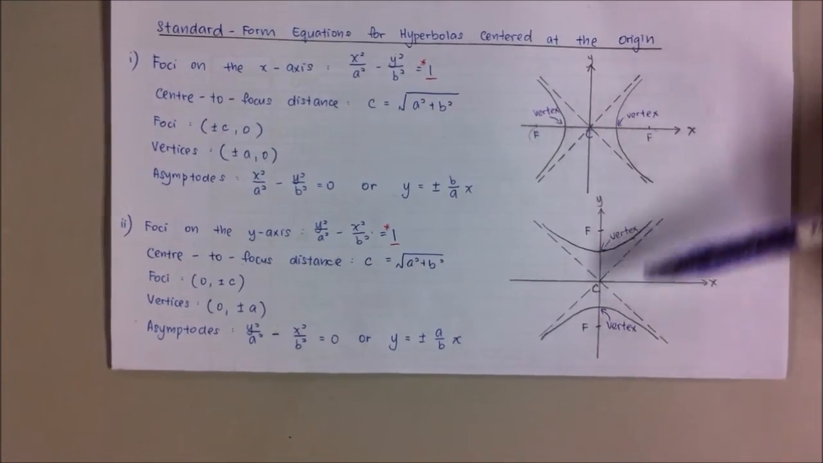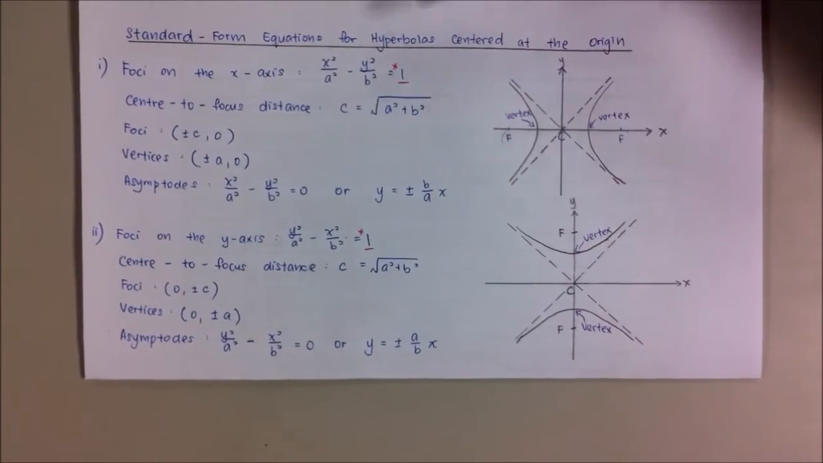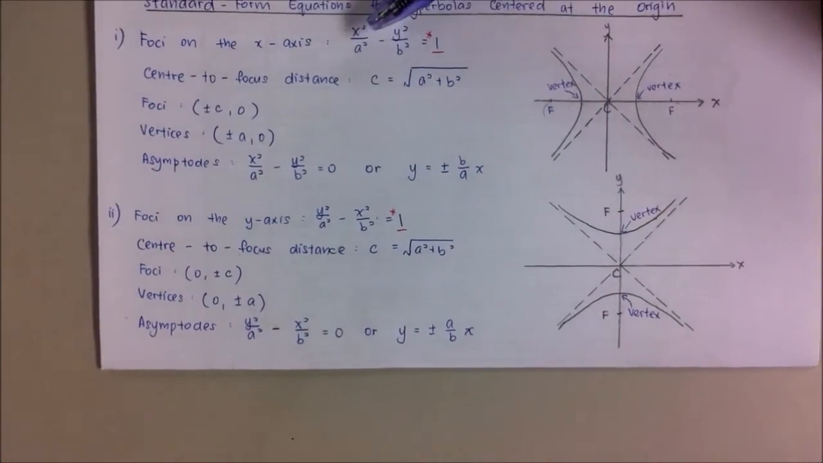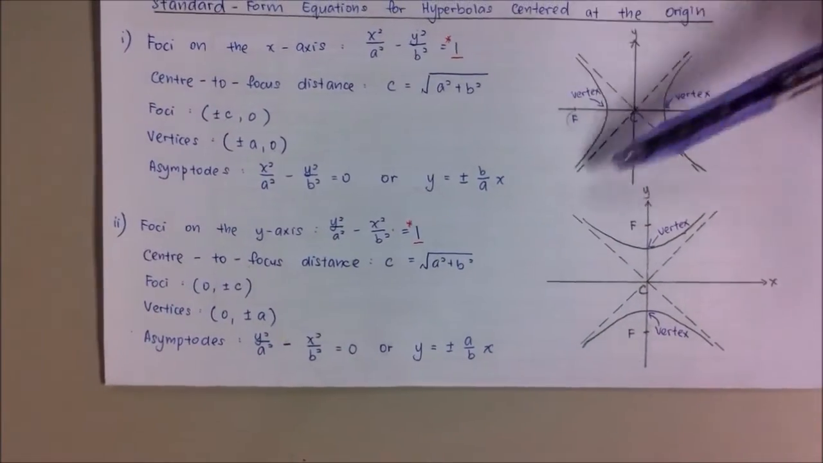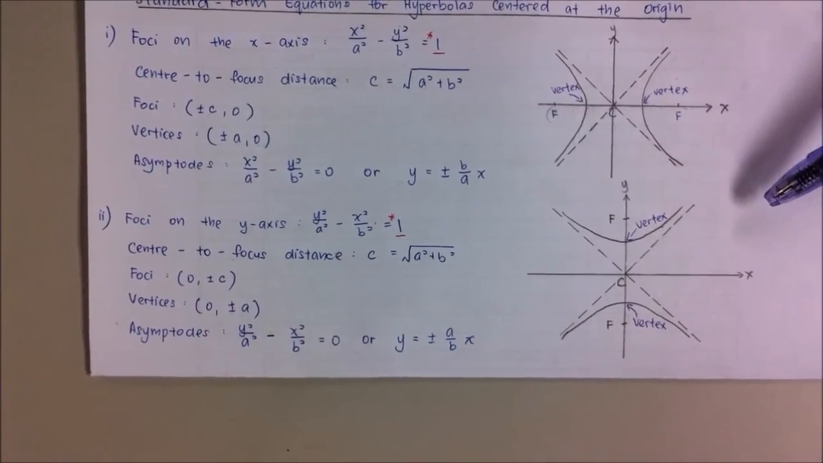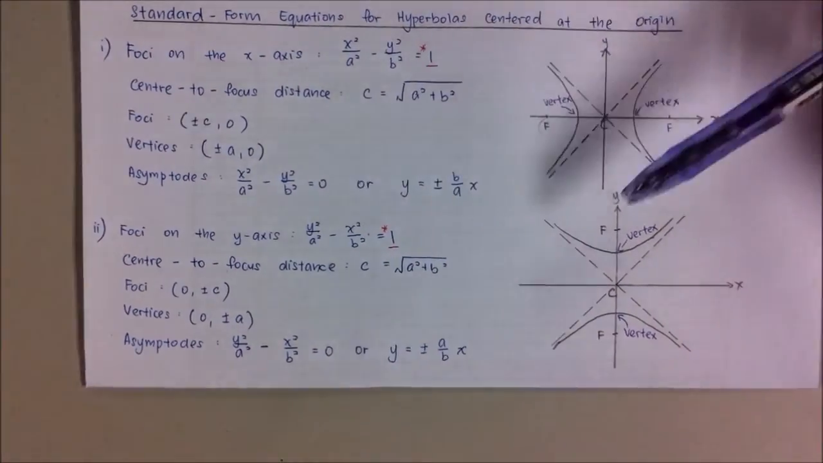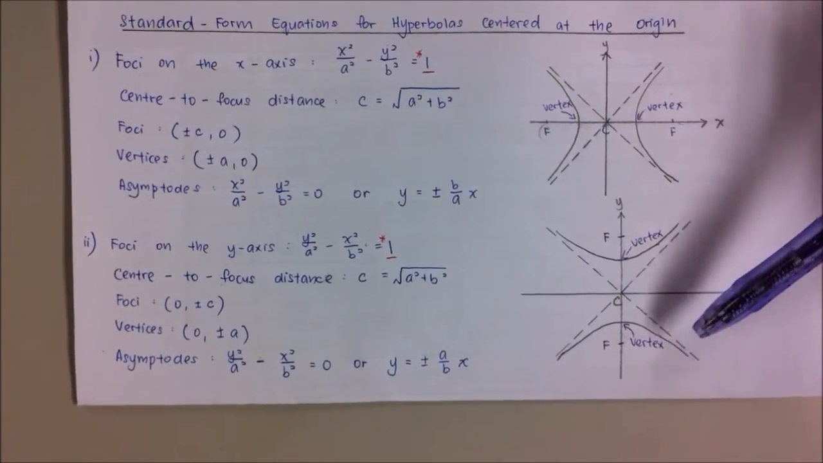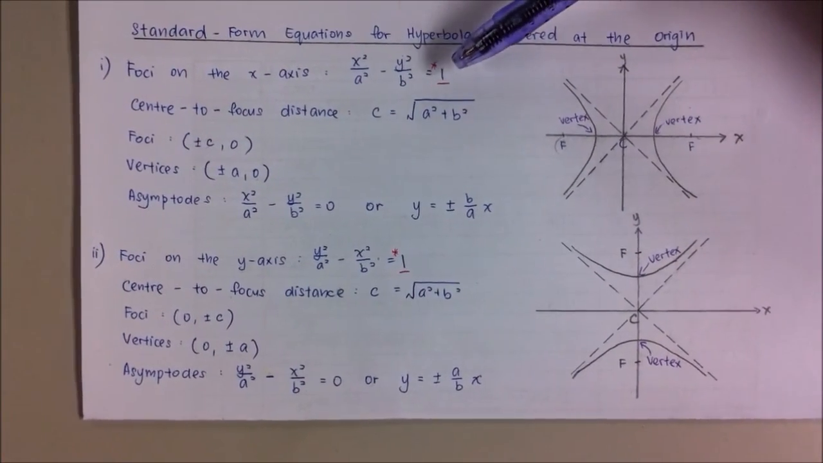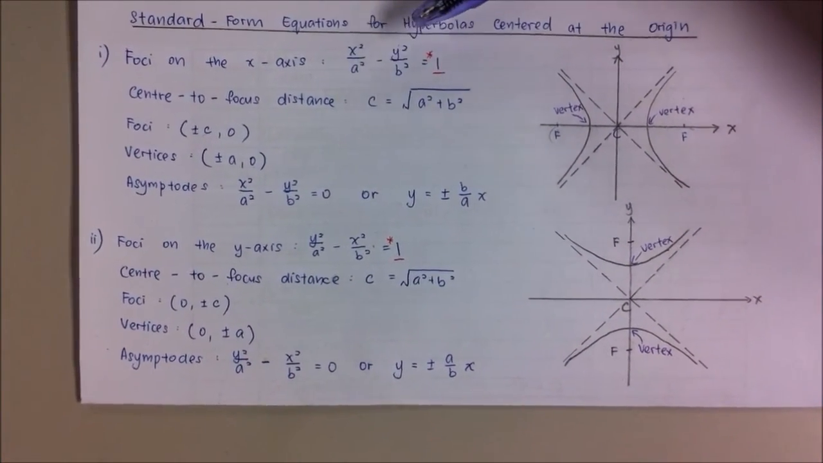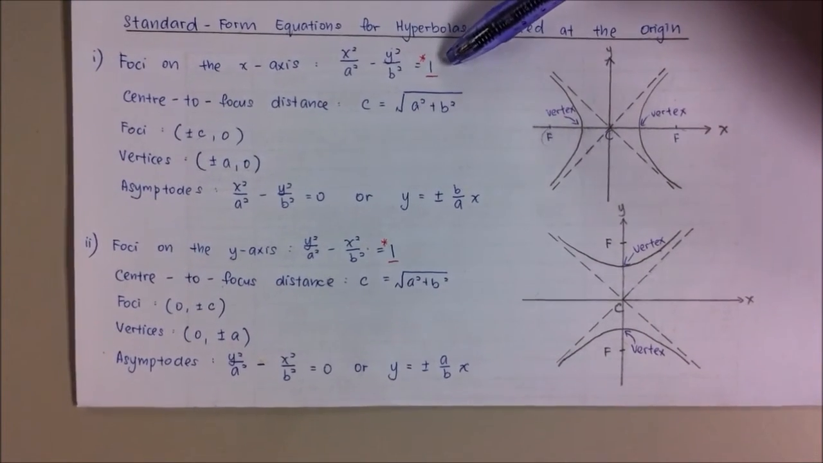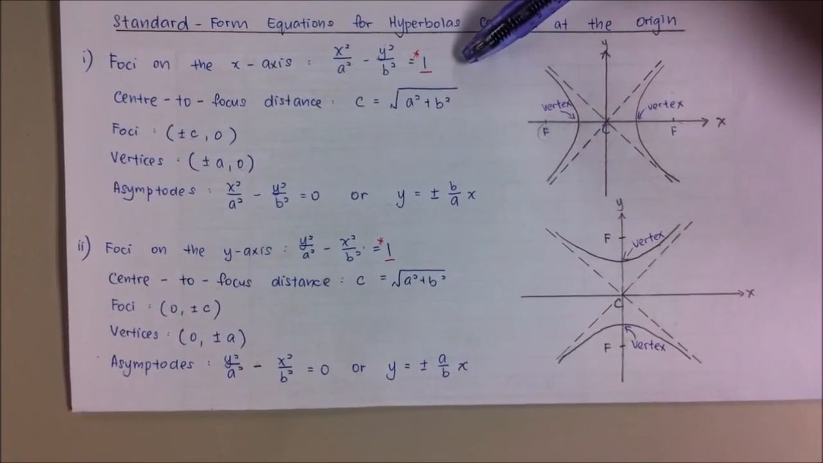We differentiate the shape of the graph by the equation. If the equation is x squared minus y squared, the curve is on the left and right side. And if the equation is y squared minus x squared, the curve is on the up and down side. The standard form of the equation of the hyperbola is x squared over a squared minus y squared over b squared equals 1. Don't forget it's a 1, not another constant.